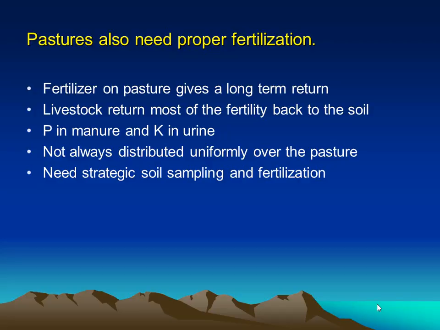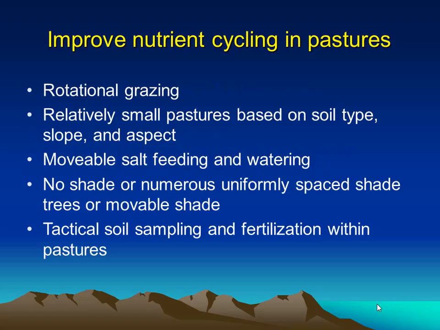So livestock return it. P is in the poop and K is in the pee. Now it's not always distributed uniformly, so you need to strategically sample and fertilize out on your pastures. The cattle are going to drop most of the manure and urine where they bed, which is going to be near shade. Let's talk about that.